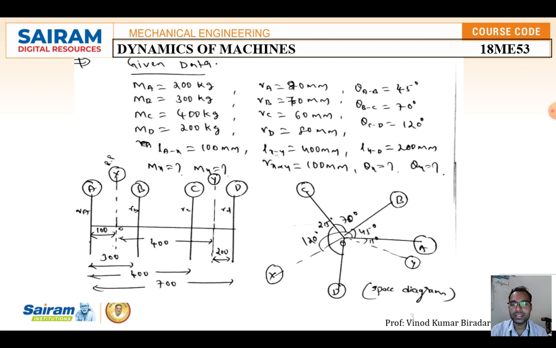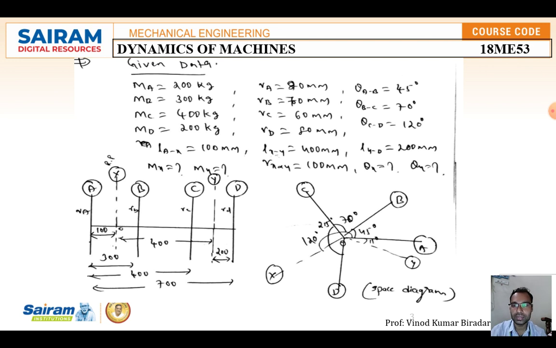Apart from that they given the lengths: A to X is 100 mm, X to Y is 400 mm, and Y to D is 200 mm. We don't know the mass of X and we don't know the mass of Y. The radius Rx and Ry is given as 100 mm, but we don't know theta X and theta Y. To calculate that, we need to solve this problem.